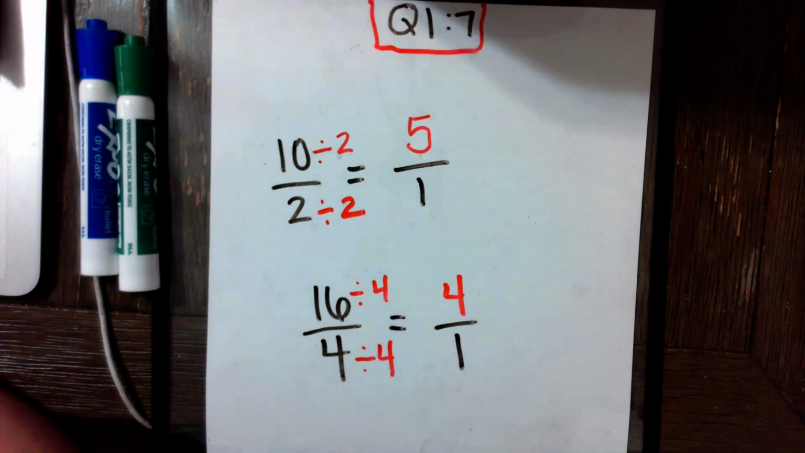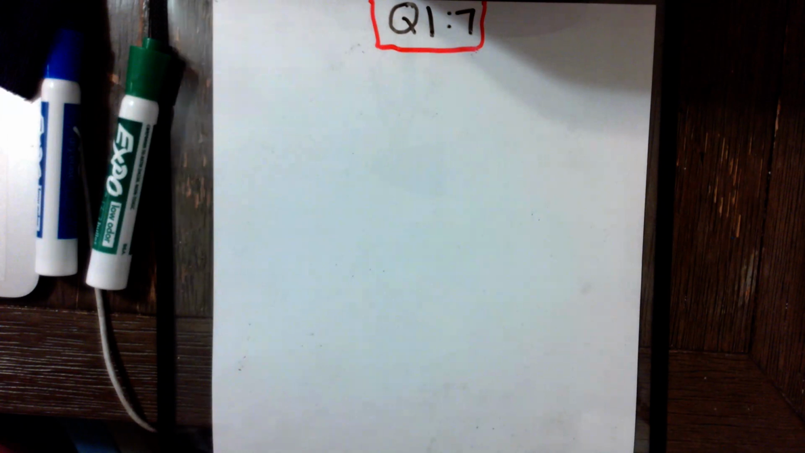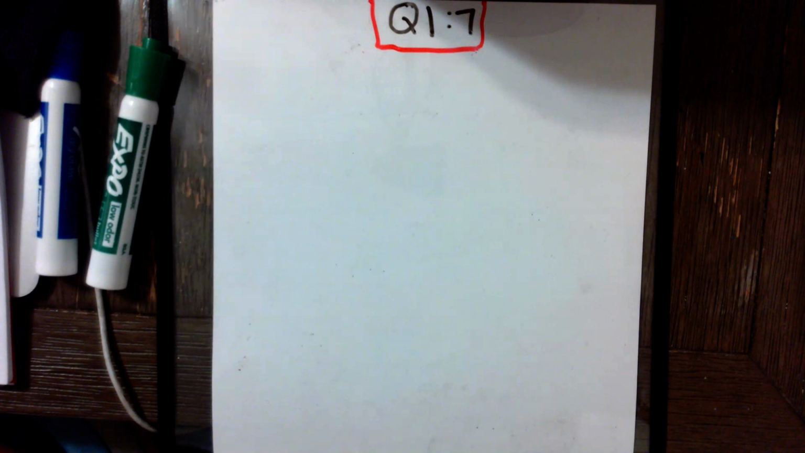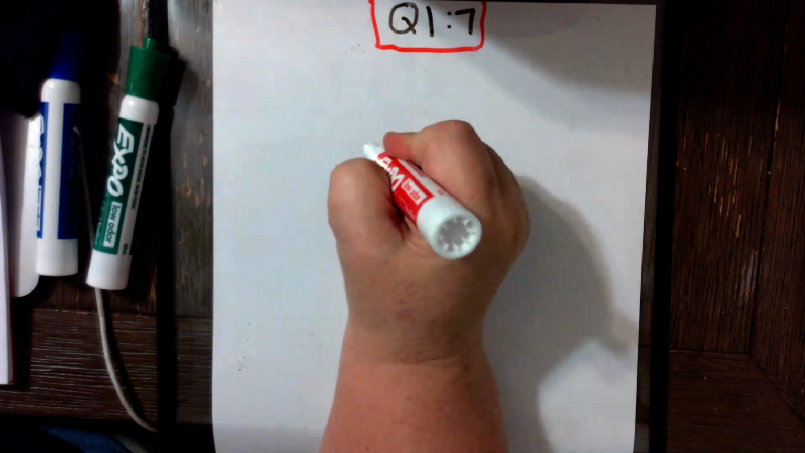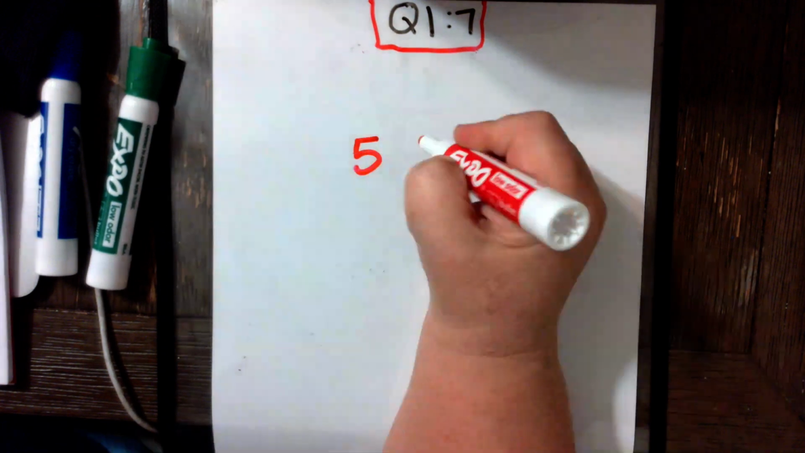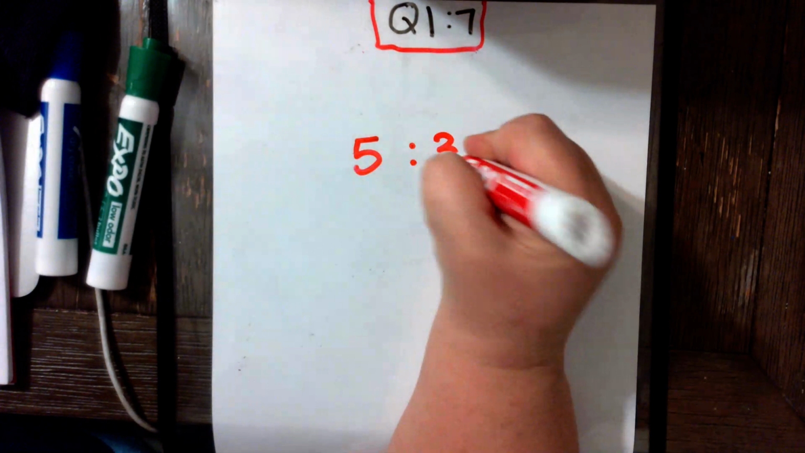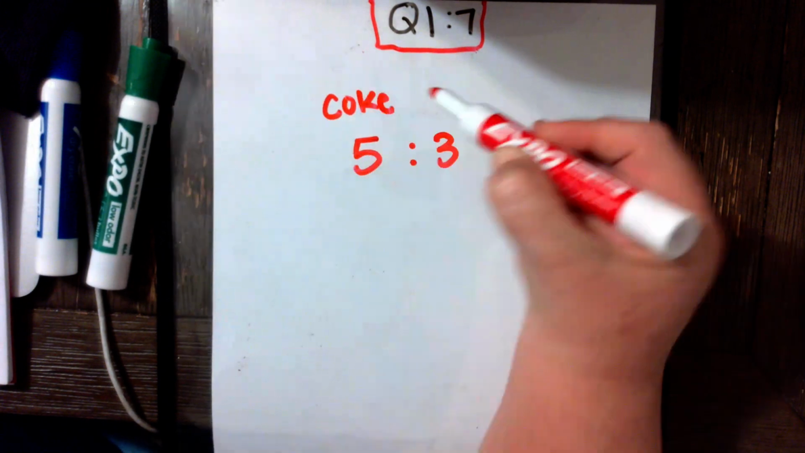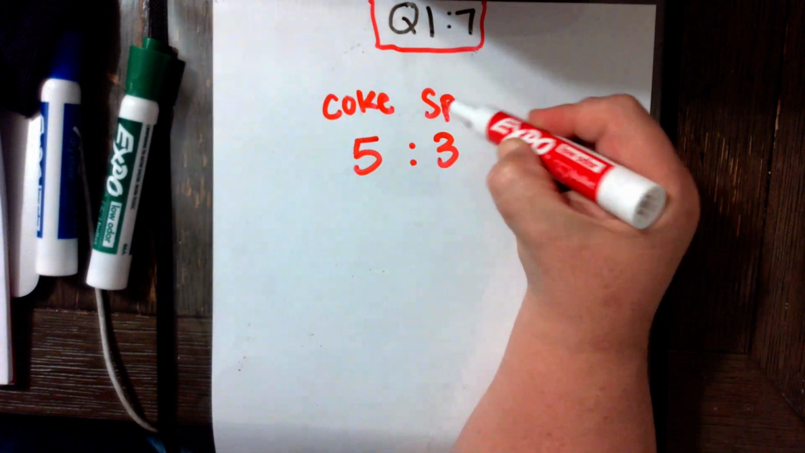All right. Okay, for this next question, it says Luis has a cooler filled with cans of soda. For every 5 cans of Coke, there are 3 cans of Sprite. So I'm going to write that. We have a ratio of 5 to 3. 5 represents the Coke, and 3 represents the Sprite.